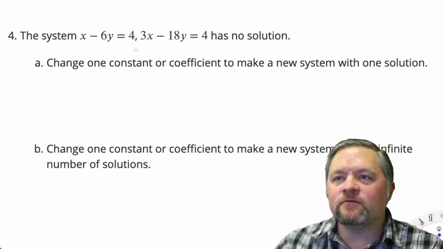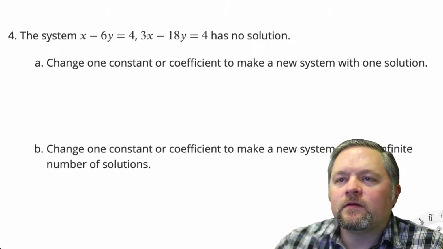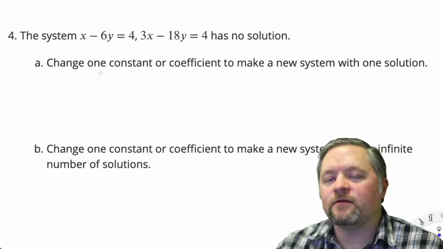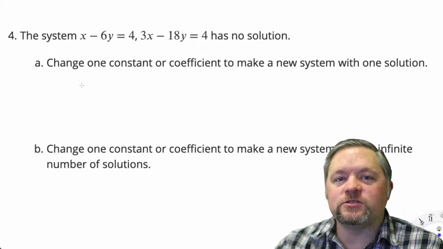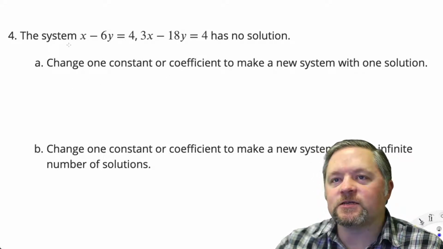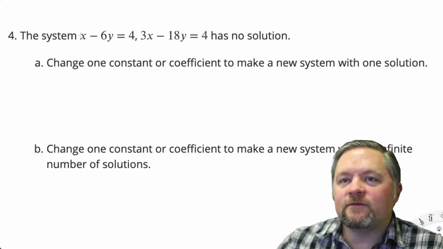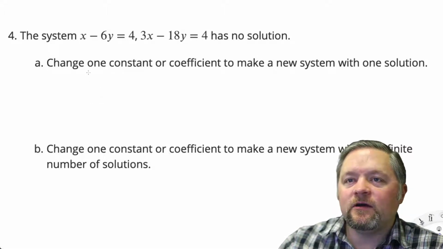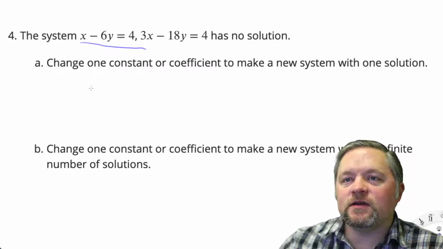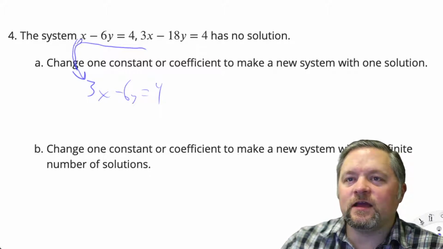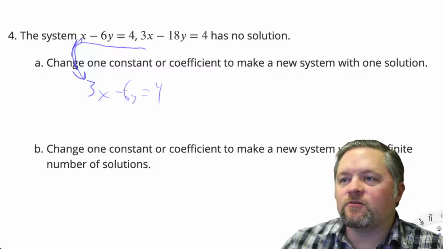This one here right now, because this has no solution, if I want to make it have one solution, I need a different number of x's, or I need a different slope, which is always the coefficient of x when we look like y equals mx plus b. So change one constant or coefficient means I have to change the coefficient of x. How about instead of x minus 6y equals 4, I'm going to have it be 3x minus 6y equals 4. I change this number right there. Now they're going to cross. It's going to have one solution.